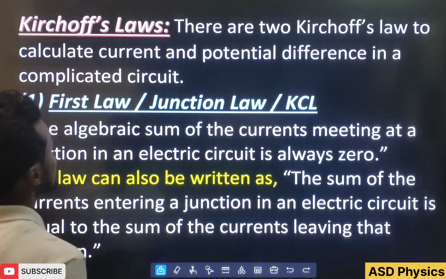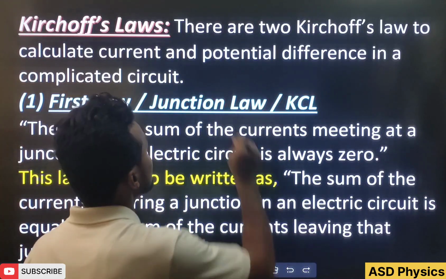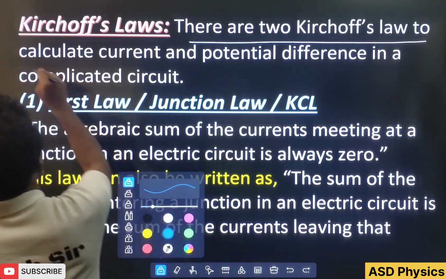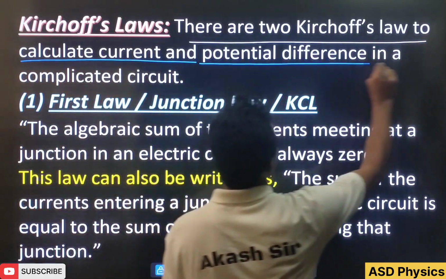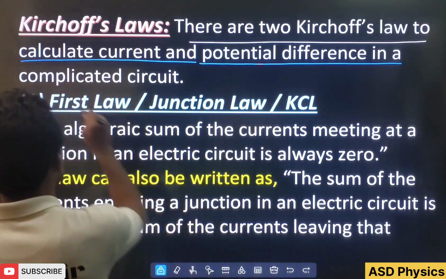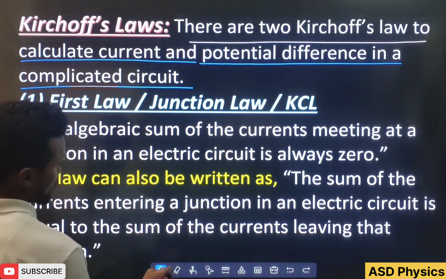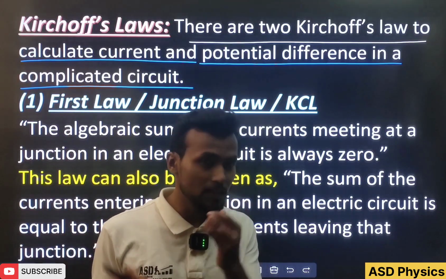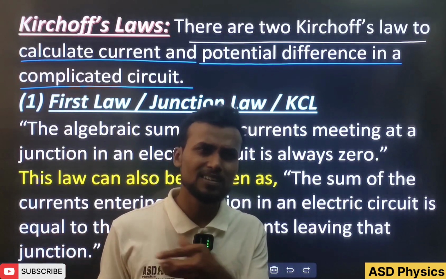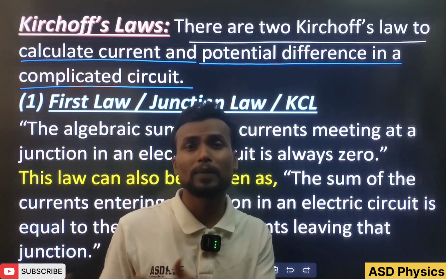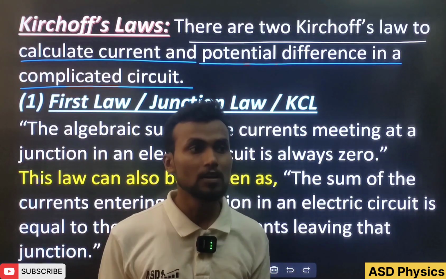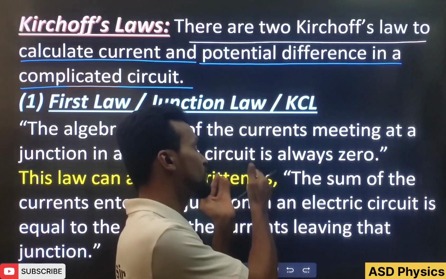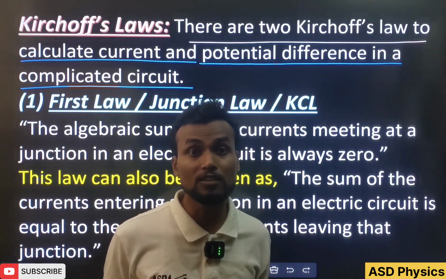So you can see students when to use Kirchhoff's law. There are two Kirchhoff's laws to calculate current and potential difference in a complicated network. Complicated network means a circuit where series combination of resistors and parallel combination of the resistors, we can't identify it. This is all mixed up. So in this situation we are left with only this choice, that means KCL or KVL.